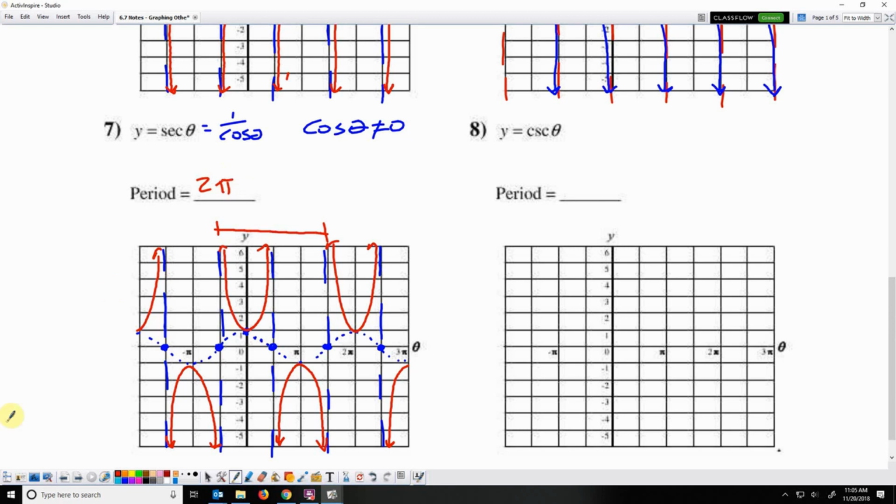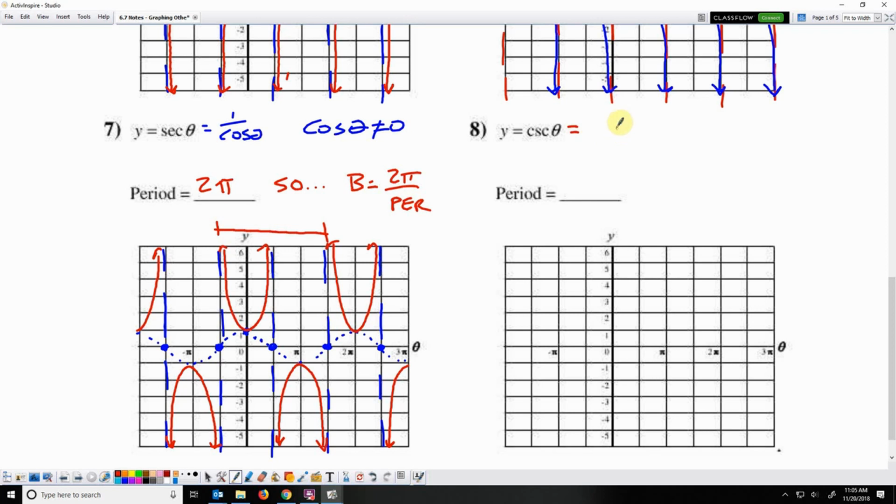So the base period of secant and cosecant is 2 pi, which means b, for our equation, is going to be 2 pi over the period again. So it's only different from that when we're doing tangent and cotangent. So sine, cosine, secant, cosecant are all 2 pi over the period. Tangent and cotangent are pi over the period.